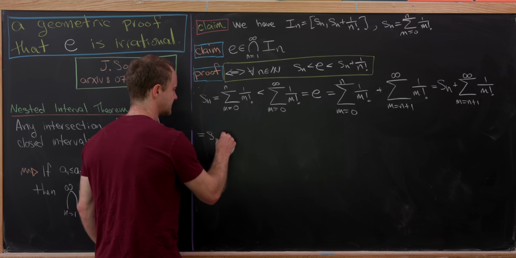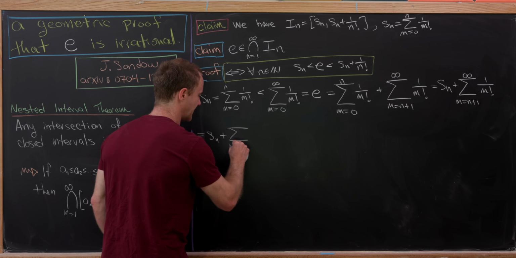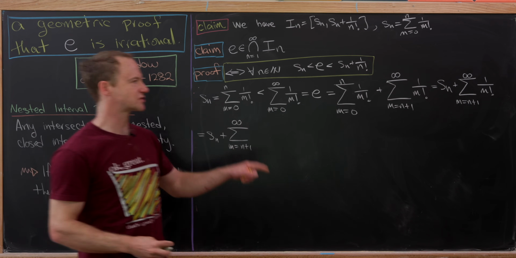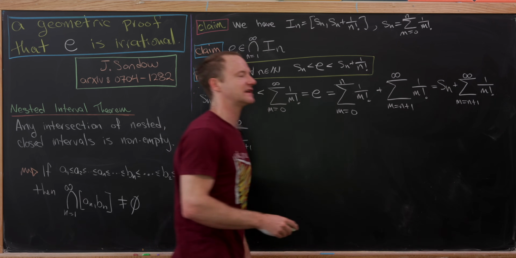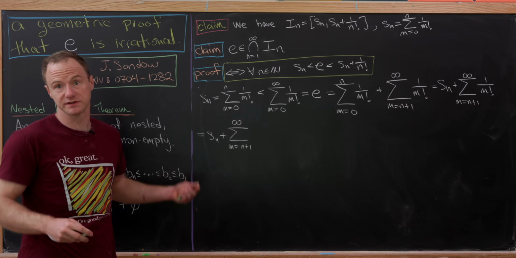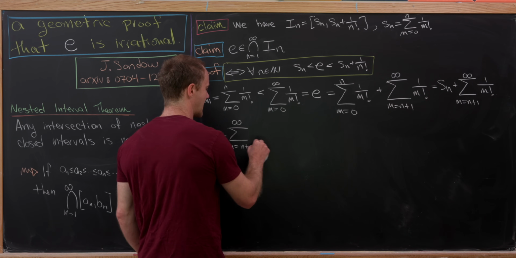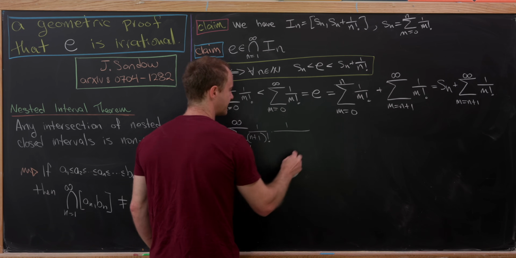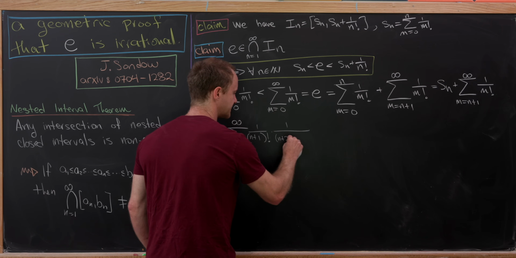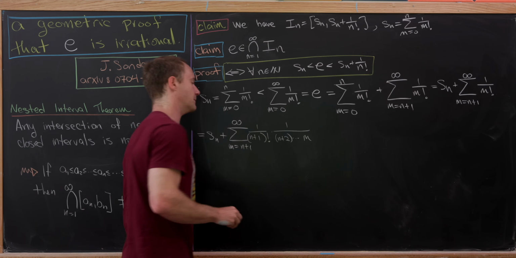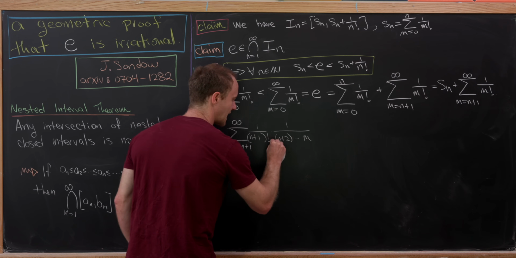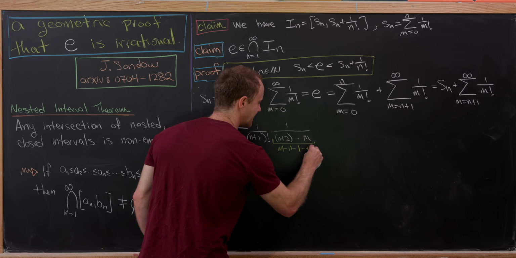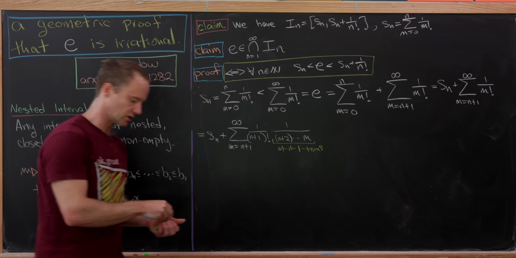We have this is equal to s sub n plus the sum as m starts at n plus 1 and goes to infinity. And let's notice that n plus 1 factorial is a factor of everything down there, given that it starts at m equals n plus 1. So that means we can factor that out. We have 1 over n plus 1 factorial as a factor, and then left over will be the product starting at n plus 2 and ending at m. And now I think it's important to notice how many terms we have here. By a simple counting argument, there are m minus n minus 1 total terms.